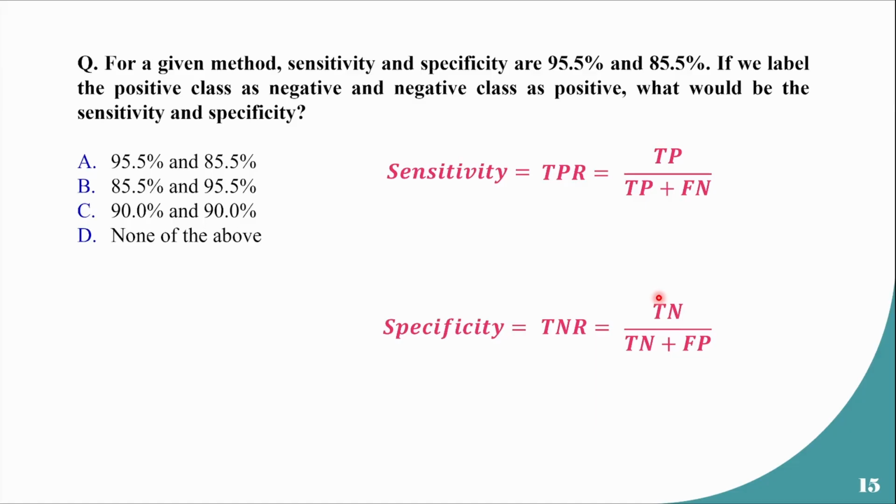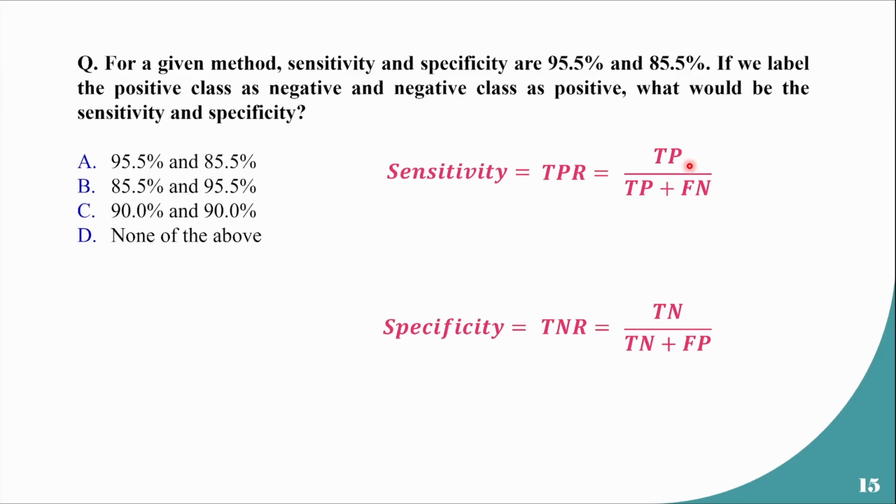Here we are switching the actual labels, but the predictive labels will be the same. So you are switching the actual labels. That means that whatever you earlier classified as a positive data will now be classified as a negative data, and whatever you earlier classified as a negative data will now be a positive data. You have to consider it as a positive data.